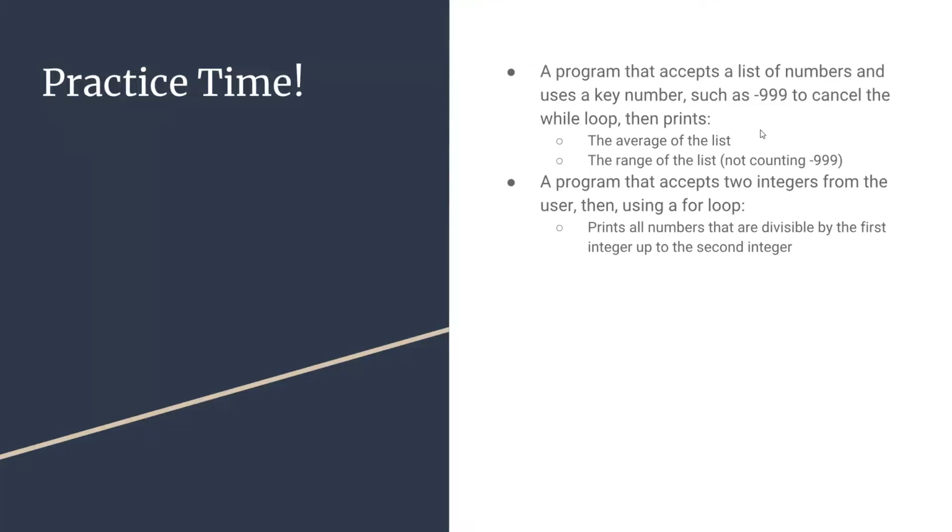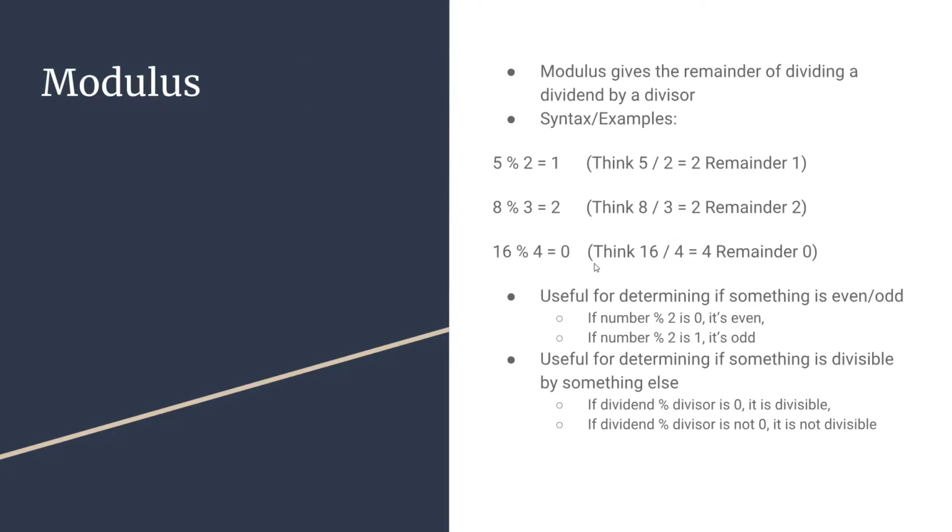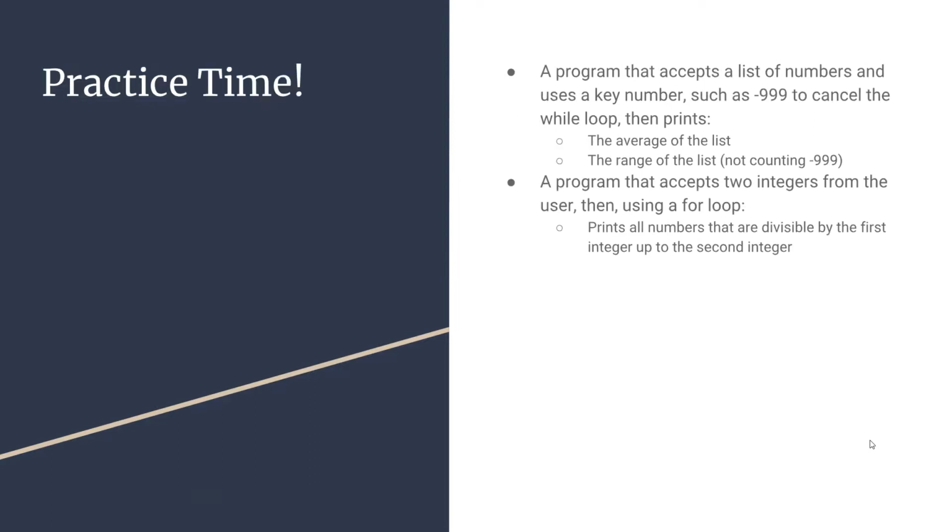And then the other example would be to accept 2 integers and then print all numbers that are divisible by the first integer up to the second integer. If you just use a for loop, this should be pretty easy, and you should be able to do that with somewhat of ease, because for loops do a lot of the grunt work for you. They run through it, and you can use modulus in order to do that. We talked about how to determine if something is divisible by something or not.